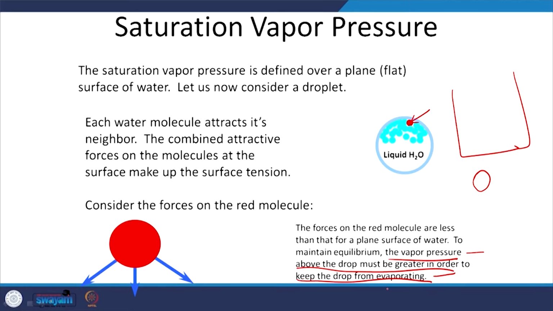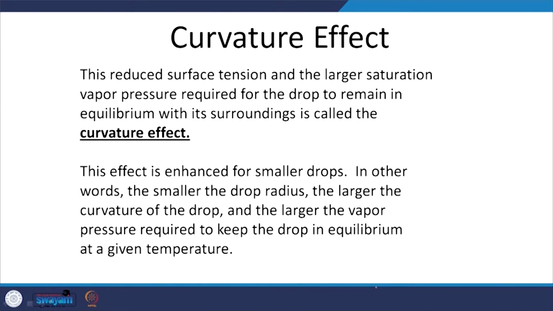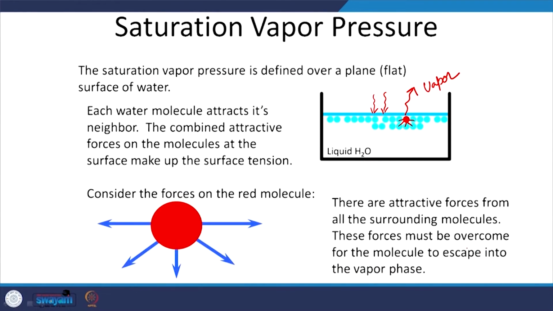We do not want the droplet to evaporate and become gas. That is why the vapor pressure must be greater. The reduced surface tension and the larger saturation vapor pressure required for the drop to remain in equilibrium with its surroundings is called the curvature effect. The basic idea is surface tension. Over a plane surface of water, this molecule is attracted by many molecules, so the surface tension is larger in this case.